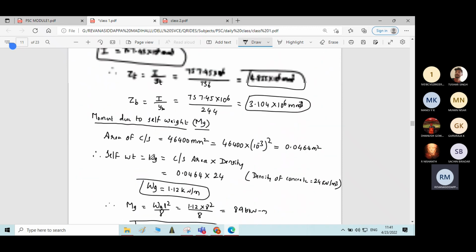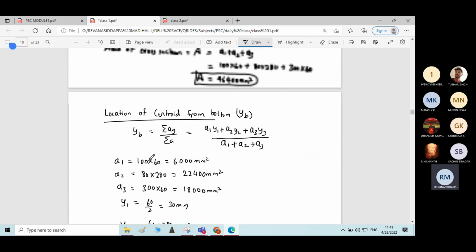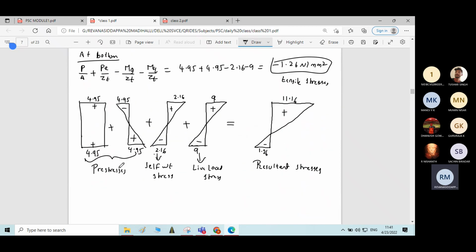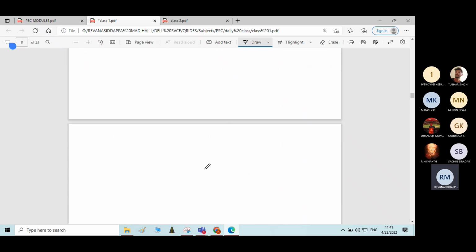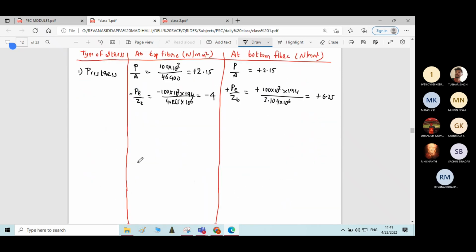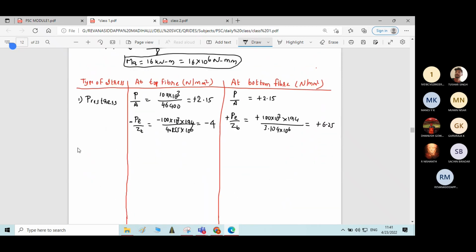Now the first type of stresses is over, that is, the stresses due to prestressing force. What is the next type of stress? Self-weight stress is there, live load stress is there. We will calculate now. The second one, self-weight stress.